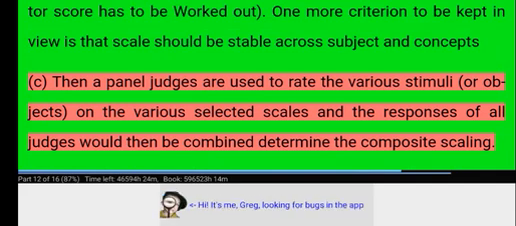C. Then a panel of judges is used to rate the various stimuli or objects on the various selected scales, and the responses of all judges would then be combined to determine the composite scaling.